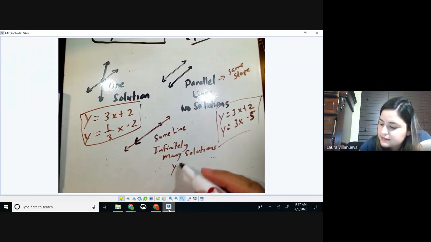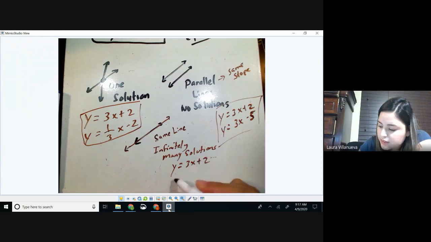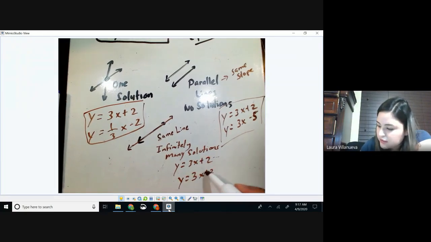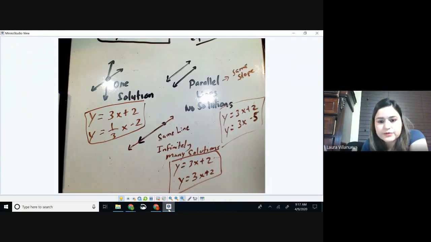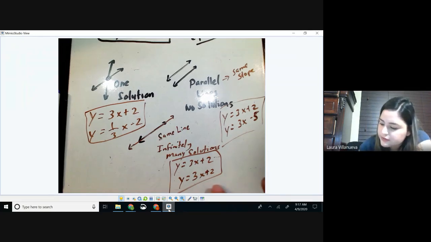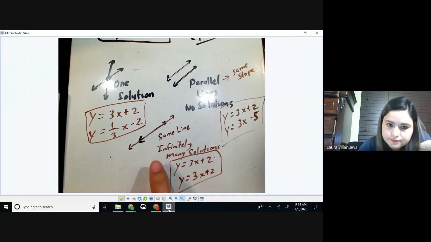If it's exactly the same line twice, like y equals 3x plus 2 and y equals 3x plus 2, then it's going to be infinitely many solutions. So that's what we went over on Monday, right? Tuesday. I don't remember when, honestly, but we went over it this week for sure. So it's going to be 3x plus 2 and 3x plus 2, exactly the same line.